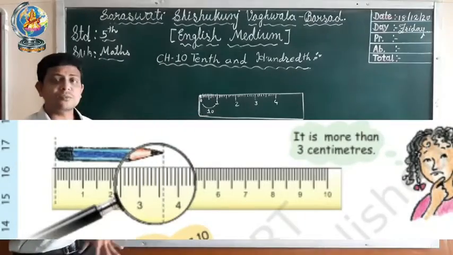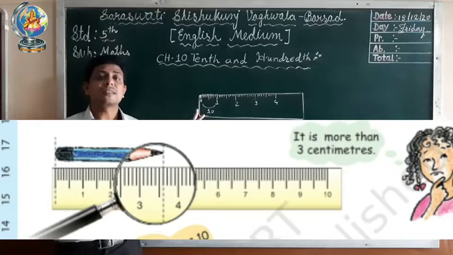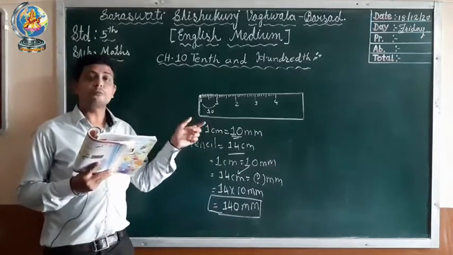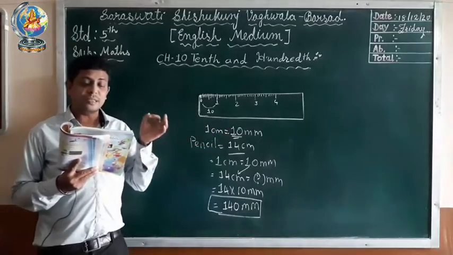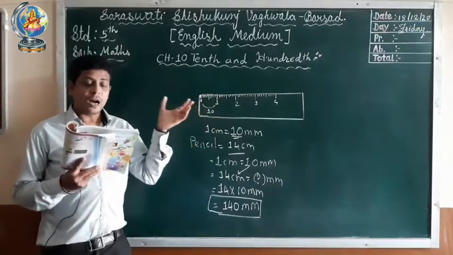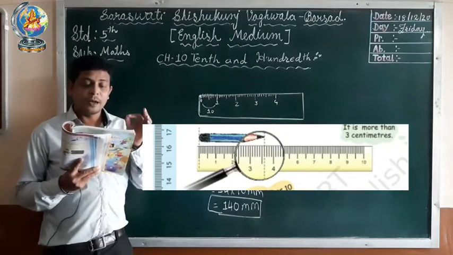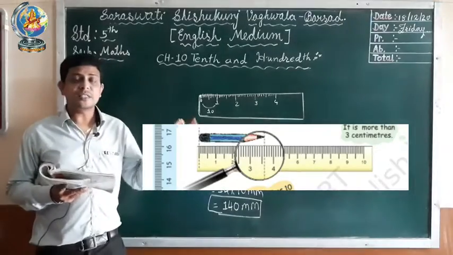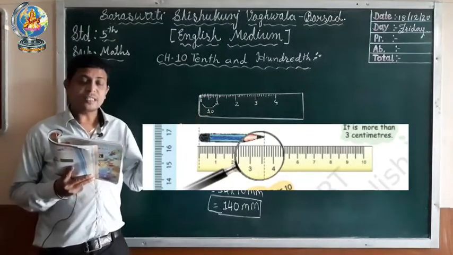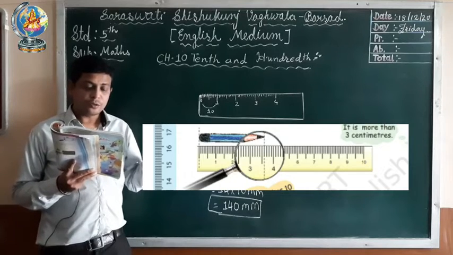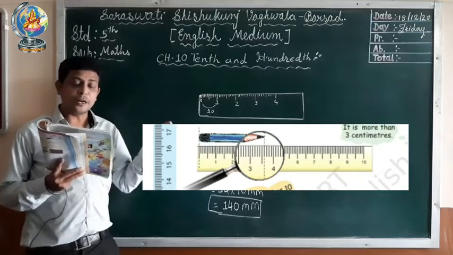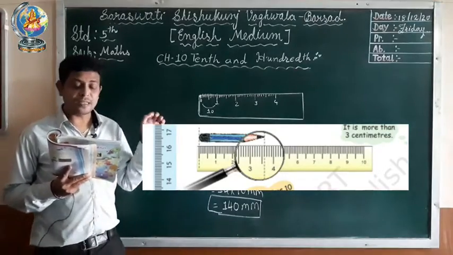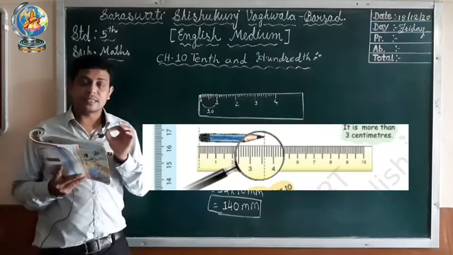Okay. Now in the next picture you can see the measurement of a pencil is given. How to measure a pencil? Here it is given in the picture. You can see how the pencil is measured with the help of a ruler. Okay. So you can see here in the picture easily that there are 10 lines between 3 and 4 centimeter. So here it is given 3.6 centimeter. You can see in the picture the measurement of the pencil is 3.6 centimeter.